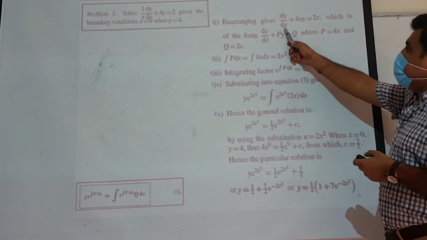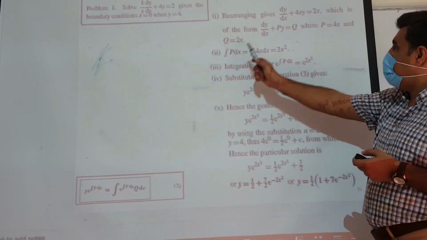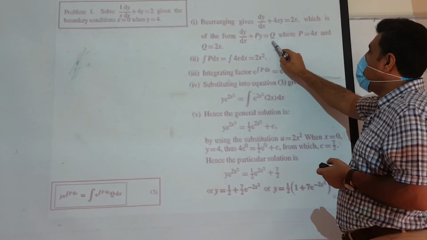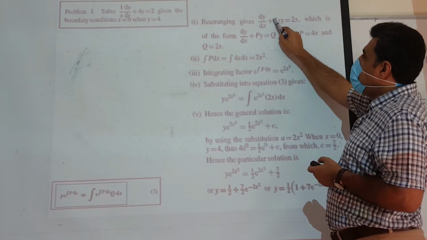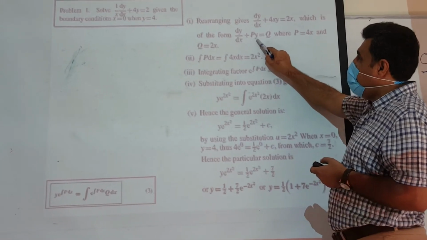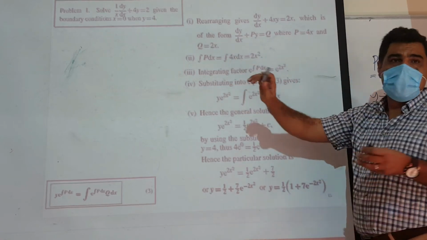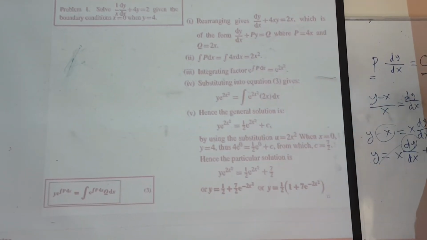Now, this one is looking like that equation. It's looking like this one. There is a part which is a function of x, which is q. There is a part which is a function of x multiplied by y, which is py. And we have dy over dx. You already defined which one is q, which one is p.